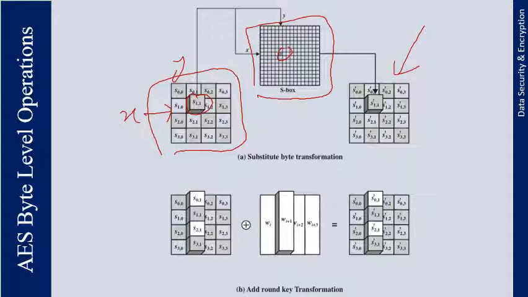Similarly, the AddRoundKey transformation is done by picking up a column from our state matrix and a word from the expanded key matrix, and then we perform the exclusive OR operation and get the resultant transformation.